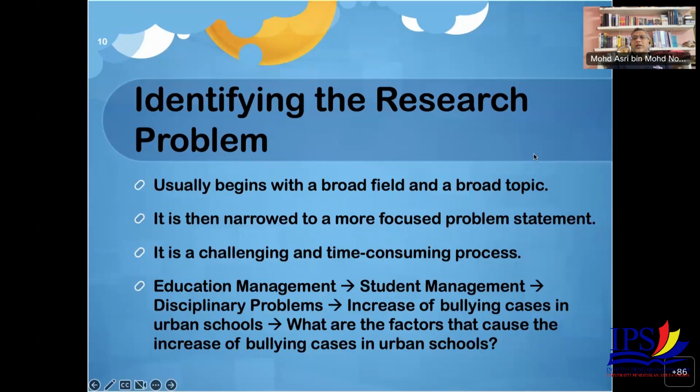Within student management, there are so many aspects. You narrow it down to disciplinary problems. And of course, within the disciplinary problems, there are so many other issues. And you're talking about the increase of bullying cases in urban schools. I know this looks simplistic, but I just want to share with you the process of how it can be done. It's not as simple as this, but there is a process.